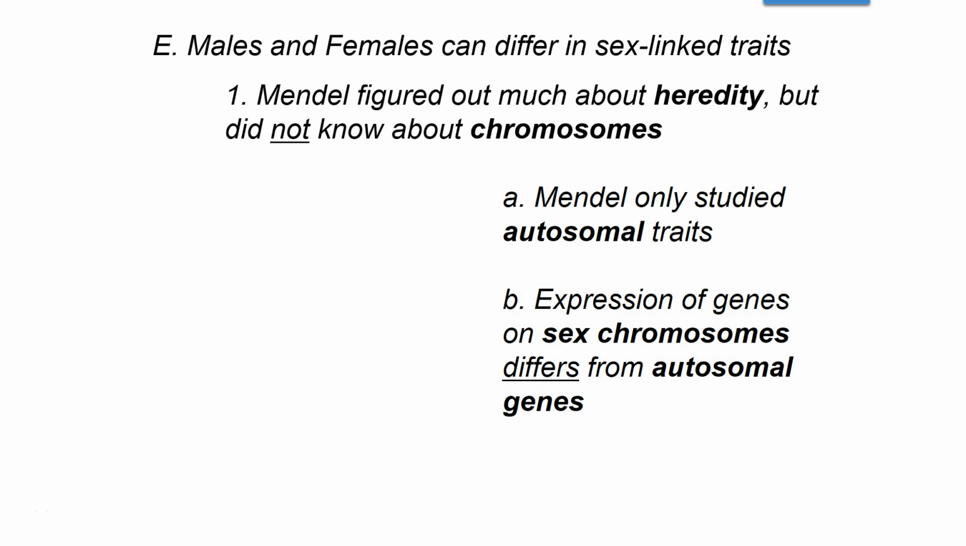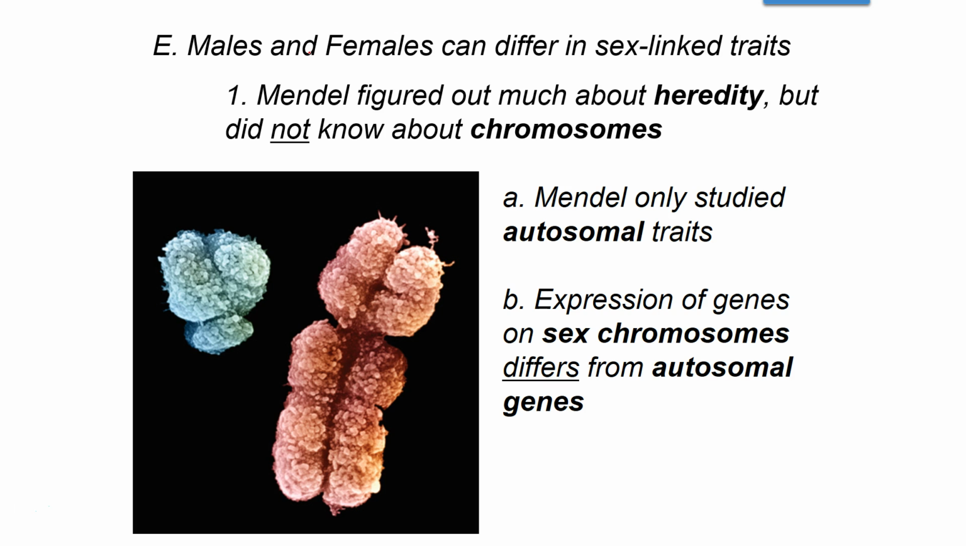Now, not every gene is autosomal. Some of them exist on our sex chromosomes. This is the Y chromosome, not because of its shape. It's just called that. This is the X chromosome, not because of its shape. It's just called that. As you can see, the Y is smaller.